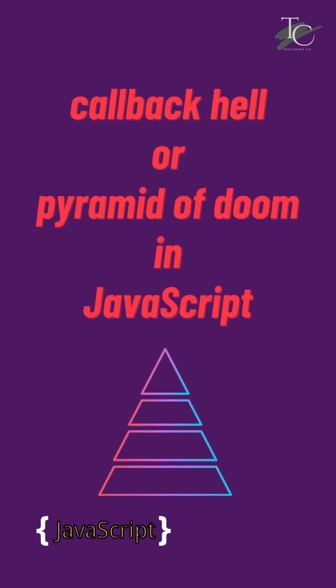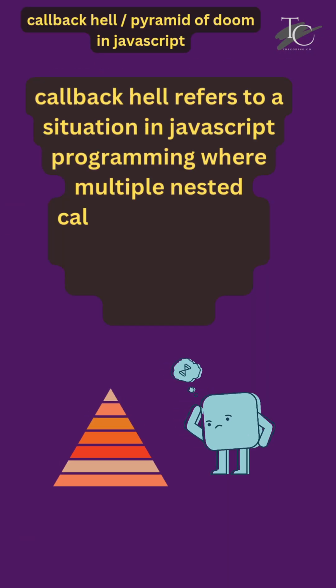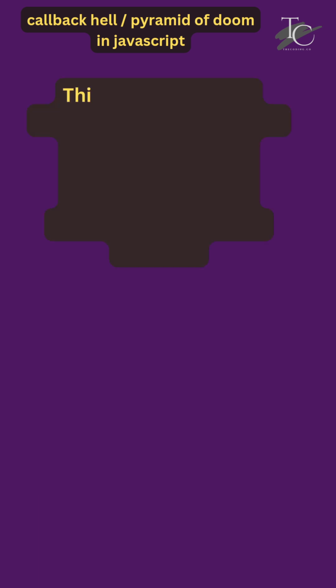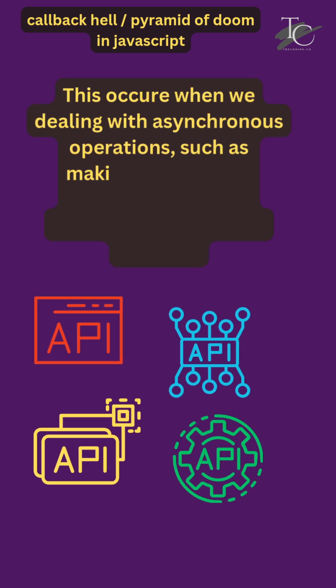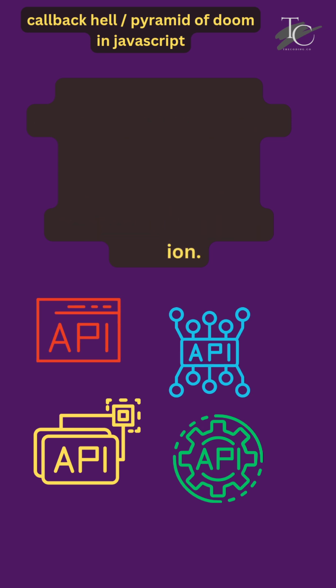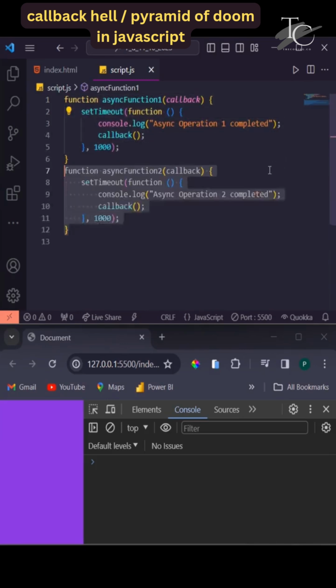Callback hell, or pyramid of doom, in JavaScript. Callback hell refers to a situation in JavaScript programming where multiple nested callbacks make the code hard to read, understand and maintain. This occurs when we're dealing with asynchronous operations, such as making multiple API requests or handling deeply nested callback functions. For example, we take a series of asynchronous operations using setTimeout.